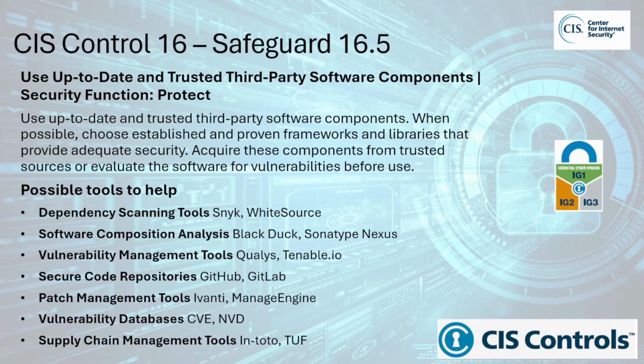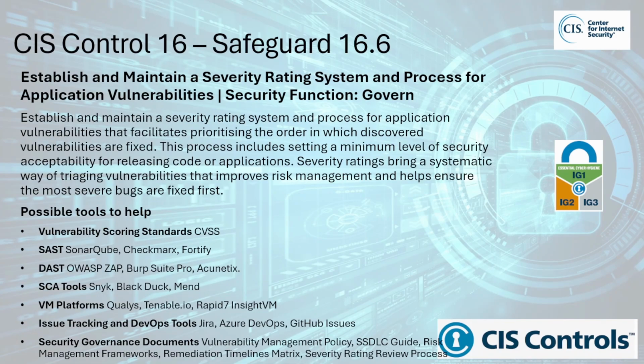Possible tools to help include dependency scanning tools such as Snyk or WhiteSource, software composition analysis tools like Black Duck, Sonatype, Nexus, vulnerability management tools such as Qualys or Tenable.io, secure code repositories such as GitHub and GitLab, patch management tools such as Ivanti or ManageEngine, vulnerability databases such as CVE or NVD, and supply chain management tools such as in-toto or TUF. Safeguard 16.6, establish and maintain a severity rating system and process for application vulnerabilities.